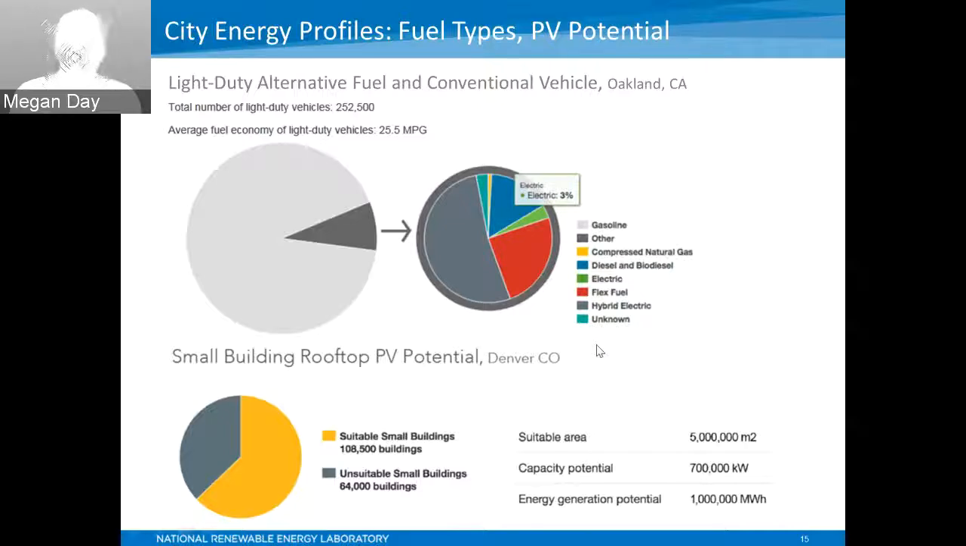So that's a good way to help cities, we hope, understand what kinds of vehicles are traveling in their city, and maybe look at opportunities to increase perhaps electric vehicles and set some goals based on this kind of data.